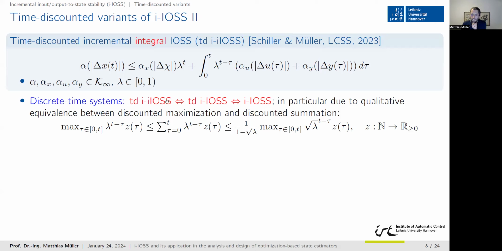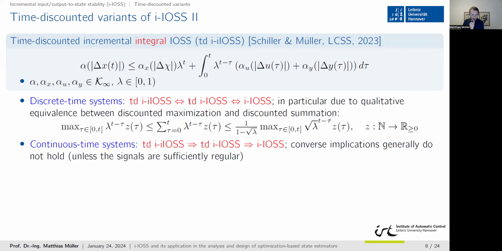And this is why this integral variant, or in discrete time, it's a sum, is just equivalent to the non-integral variant. Now, in continuous time, this is in general not true, right? And so it's not difficult to show that this implication still holds, right? Because the second inequality here, this one, also actually holds in continuous time, right?